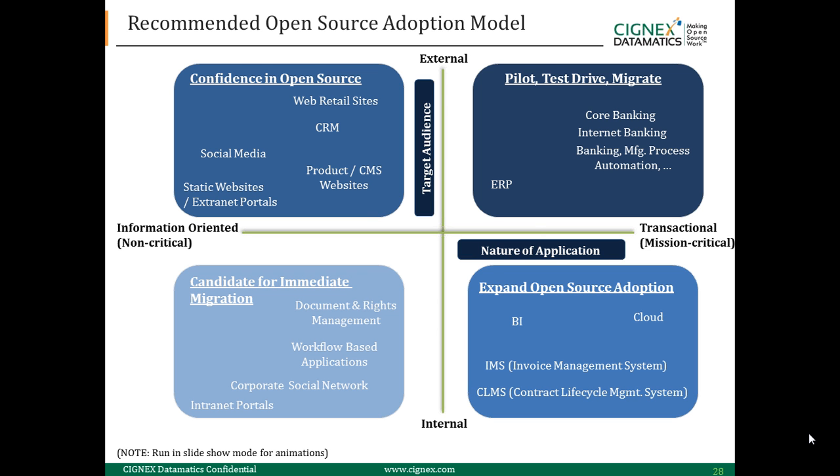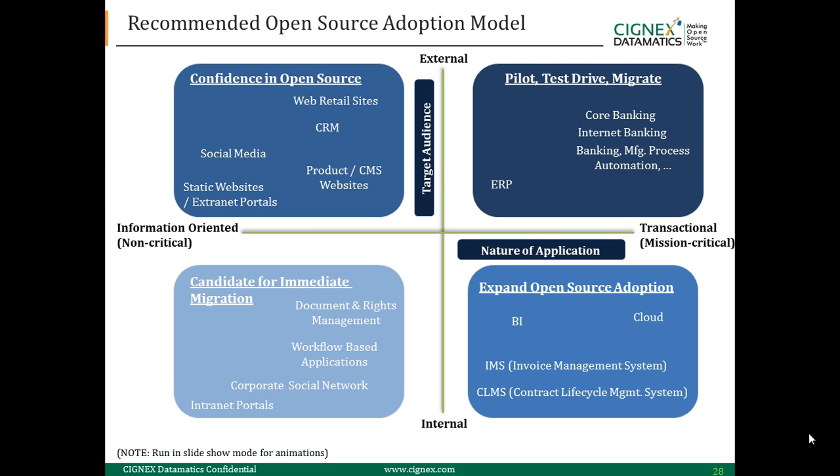Now, if we look at a typical open source adoption model, there are 4 areas that we need to look at. If the target audience is external and it is a non-critical system, you can have confidence in open source and you can directly go ahead and do the deployment. But if you have an internal customer and it is non-critical, it is even quicker. It is an immediate candidate for migration. You can easily implement the system, deploy it, and test it internally. Whereas when it was external with non-critical, you need to have confidence and slowly go ahead and deploy it.